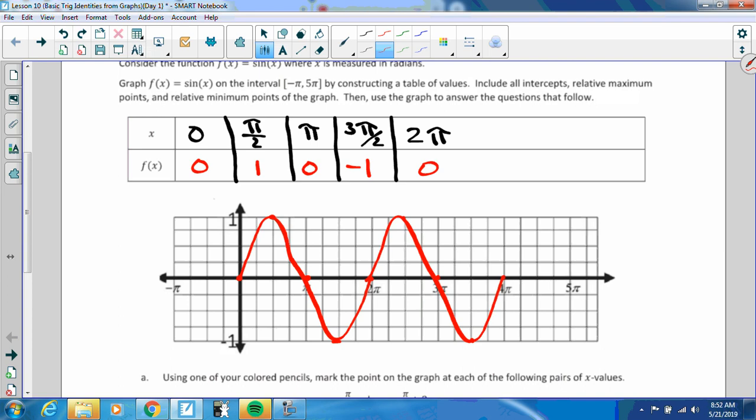What do you think happens after that? Wash, rinse, and repeat. It's just like washing our hair, right? So pi over 2 after 4 pi, it's back up to 1. And it goes down to 0. Gentle curve, up and down.